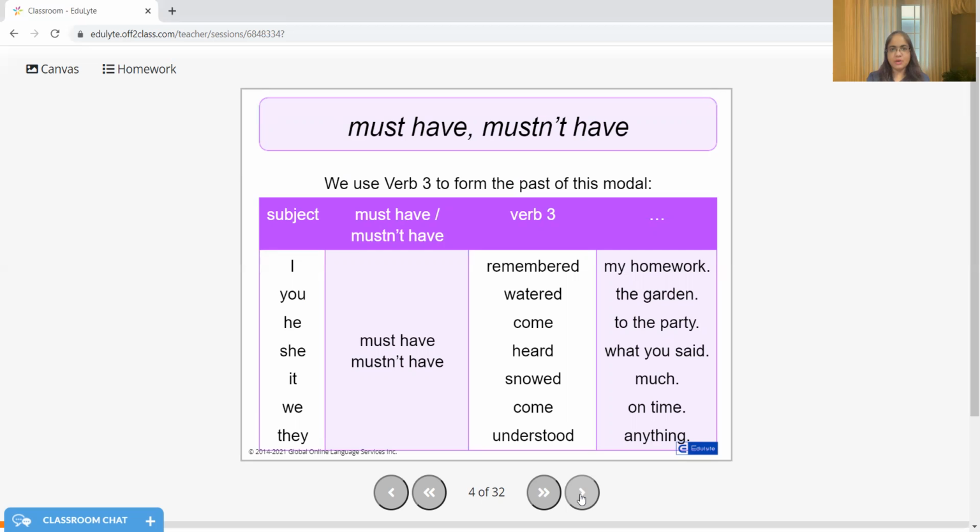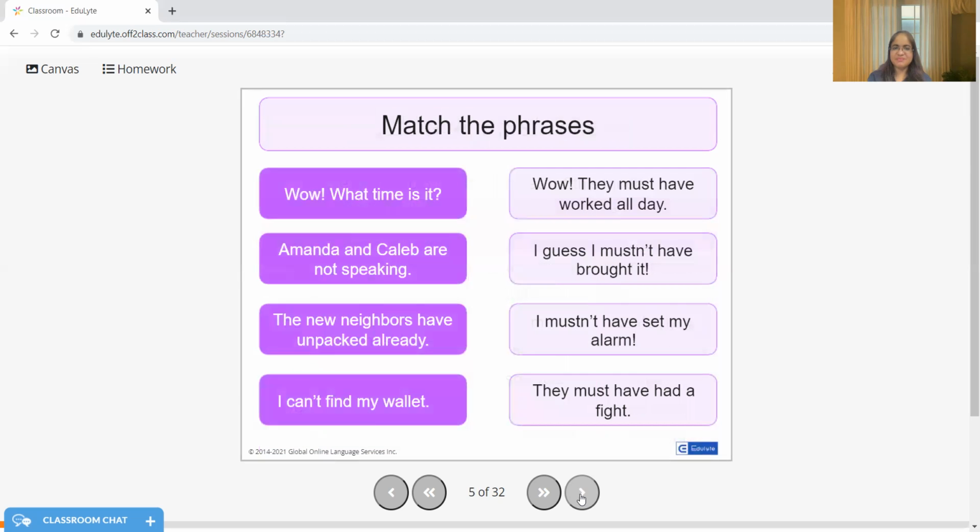So it is up to you how you want to use it. You want to put must have, you want to put must not have. Just remember, we are using the third form of the verb. Do not make a mistake in that.